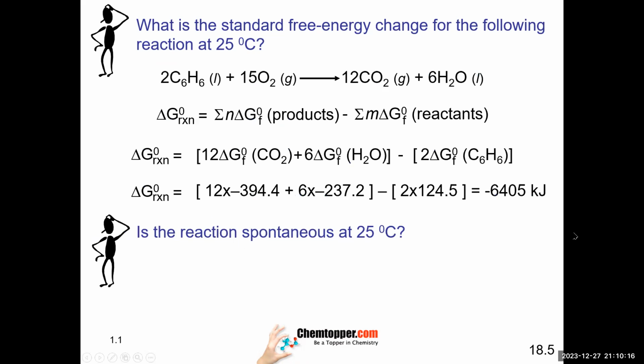What's the sign of this delta G after calculation? What's the sign of delta G? Please answer fast. Can you see this delta G value? It's negative. So the reaction is spontaneous or non-spontaneous? Answer this. It is spontaneous reaction. Very good. So these type of questions, simple mathematics.